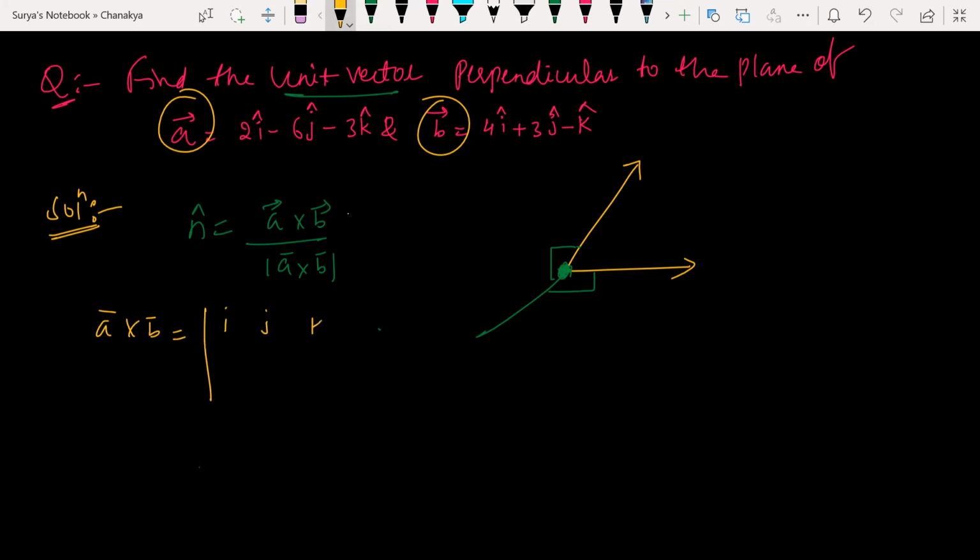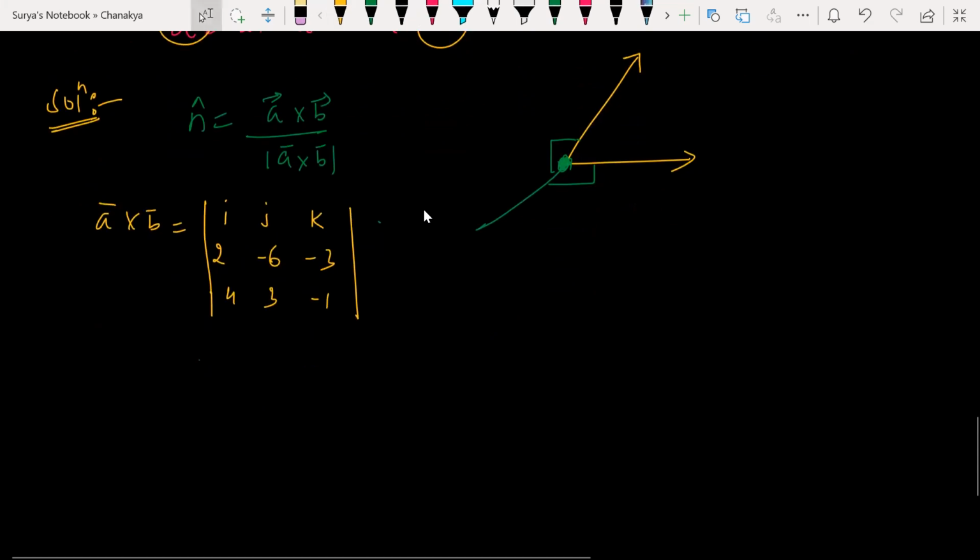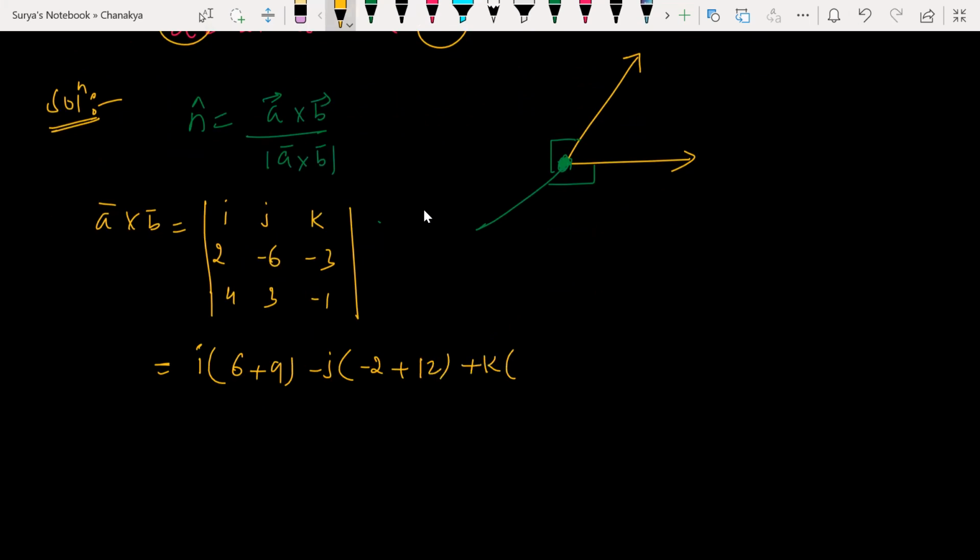i j k, 2 minus 6 minus 3, 4 3 minus 1. Okay. So I get 6 plus 9, minus j times minus 2 plus 12. Isn't it, people? So plus k into 6 plus 24. Shrikar, are you able to understand, Shrikar? Plus 15i minus 10j plus 30k cap. This is what my A cross B is.